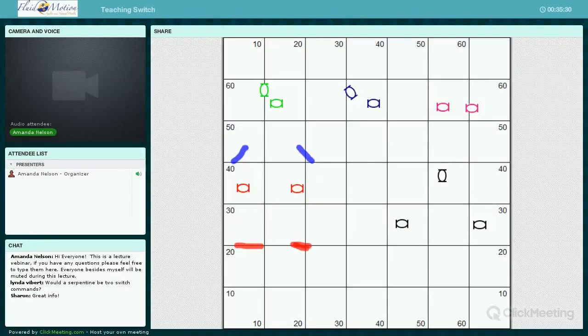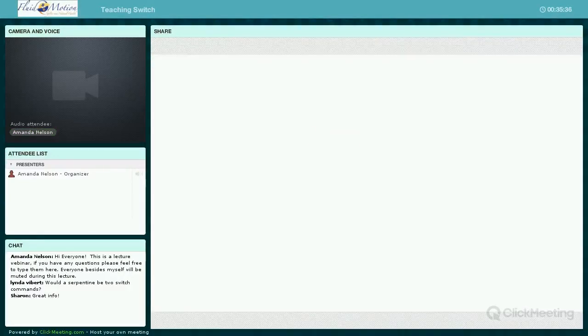Would a serpentine be 2 switch commands? Oh, hey, Gold Star, that is a good question. Let's open up our whiteboard and prepare for Amanda to draw. Yeah, this is going to be fantastic. Okay, here we go. Oh, you know what? I just remembered my computer's a touch screen. I think it might be better with my finger. Okay, so can I do this? Oh, yeah, much better. Okay, I'm excited.